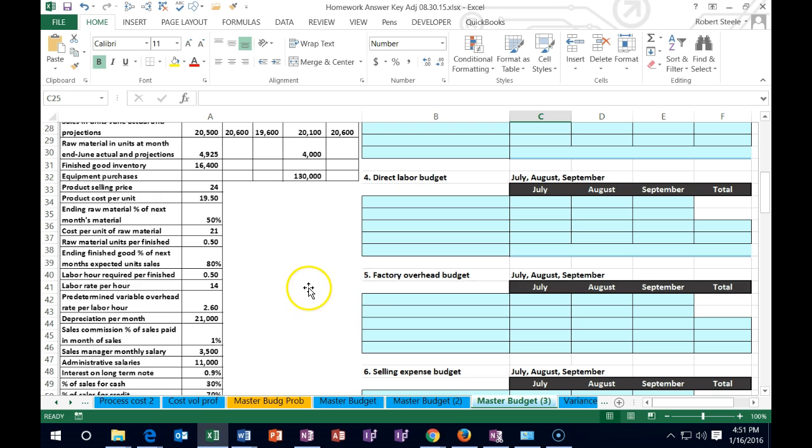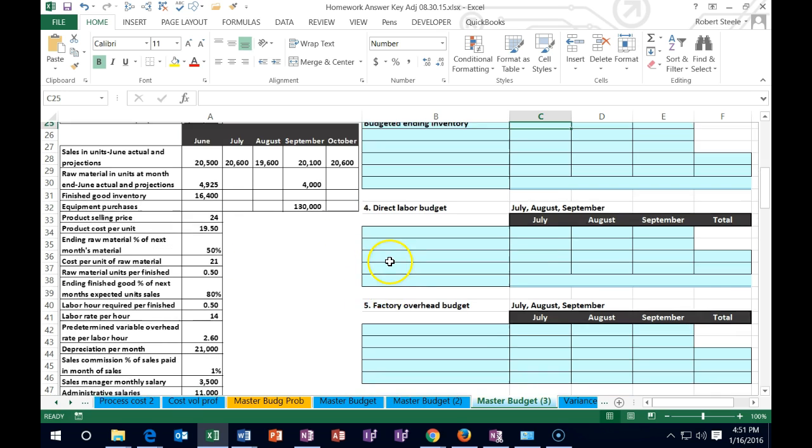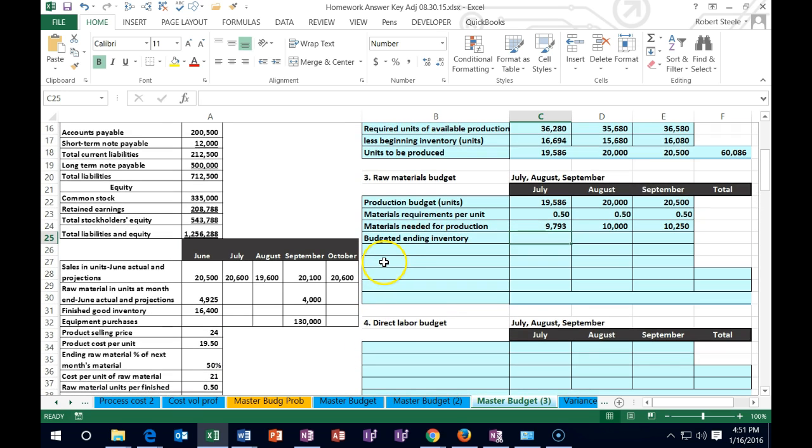So in this problem, we have ending raw materials percent of next month's material. So we're saying 50% of next month's materials needed. So what that is trying to say here is we're saying next month we're going to need 10,000 units of materials needed for production.